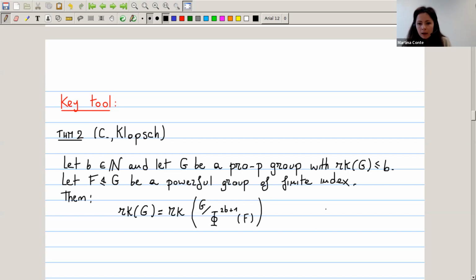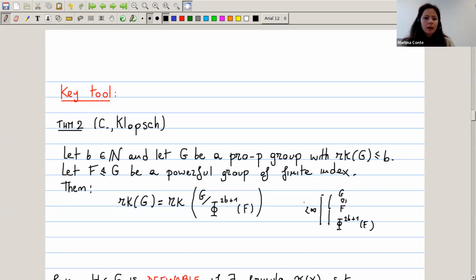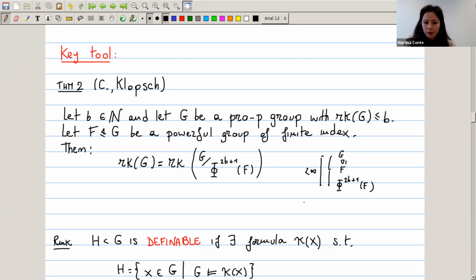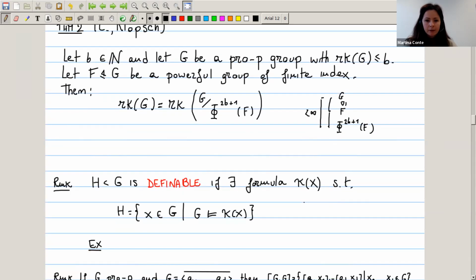So the rank of G is given by the rank of the quotient of G by the iterated Frattini subgroup, the (2b+1)-th term of the iterated Frattini series of F. So we have our group G, we find our normal powerful subgroup F, and we can then go down to this term of the iterated Frattini series of F. This will be a finite quotient, and the rank of this quotient is the rank of G. Okay, I will not discuss the proof of this theorem because it's a bit technical, but we will use this tool later.